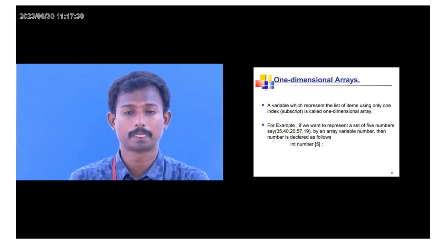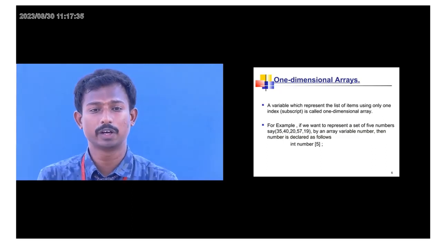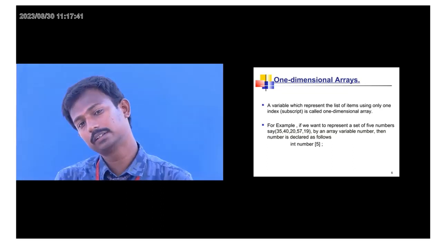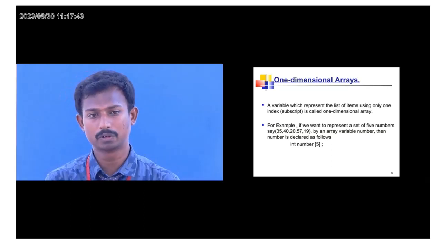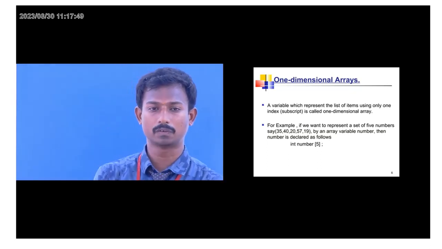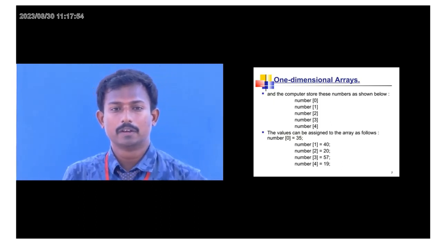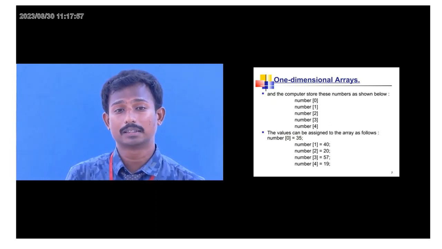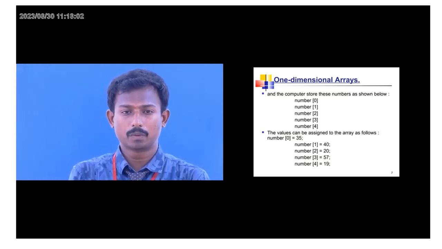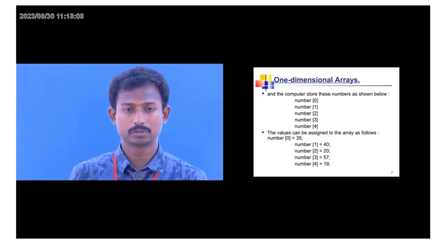For example, declaring an array: integer number of 5. It has only one index value, that is 5. So the first index value starts at position number of 0, next number of 1, next number of 2, next number of 3, and the final index value is number of 4. So this is an example of a one-dimensional array. If we directly assign values to the variable, number of 1 equal to 40, number of 2 equal to 20, number of 3 equal to 57, number of 4 equal to 9. So it has a collection of values.